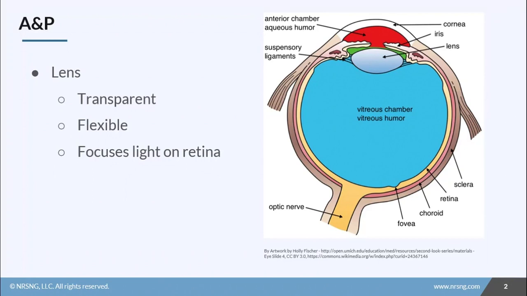Okay, guys, before going a little bit deeper, I just wanted to review the lens and its function so we have a really good foundation to build upon. When we're looking at this picture, you can see the lens right here. The lens in a normal eye should be transparent and flexible. It's super important because it helps bend the light rays and helps them focus correctly on the retina.